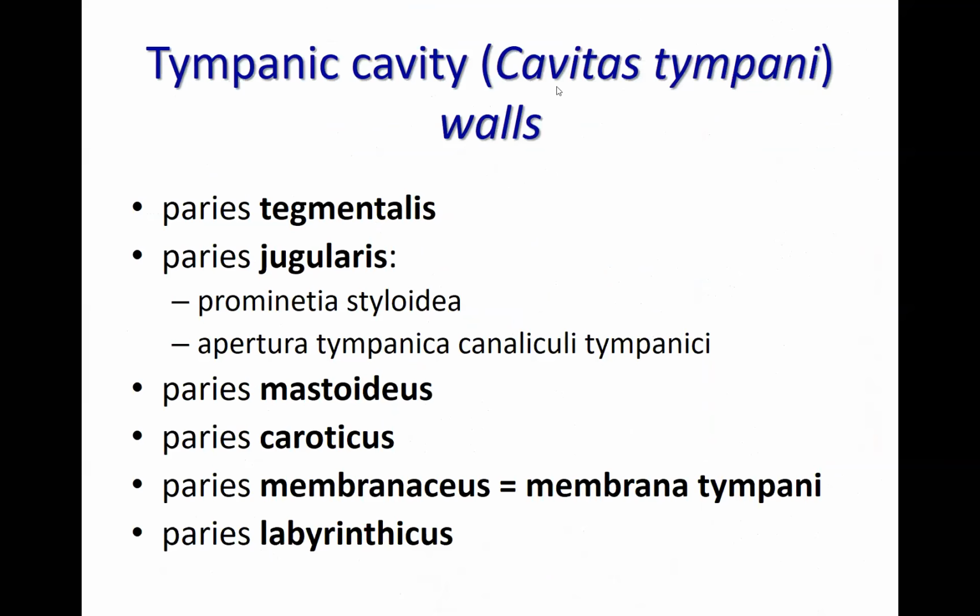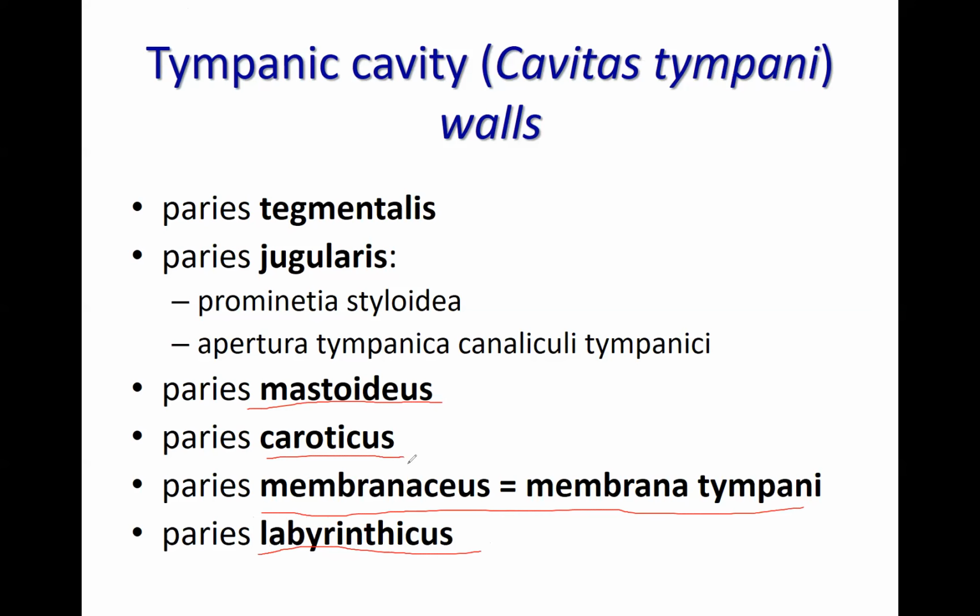The lateral wall is the tympanic membrane, which we have talked about before. That's the view you should know. The internal wall is called the labyrinthine wall, and behind it is the inner ear. It contains the promontory and the two windows, round and oval. The posterior wall is called mastoid because it's above the mastoid process. The anterior wall is called carotid, as in front of it is the internal carotid artery inside the canal.